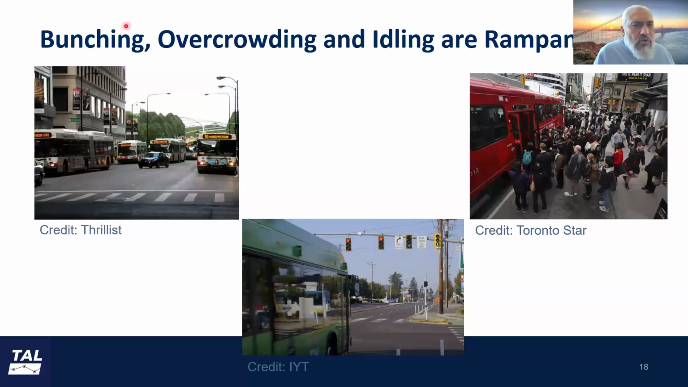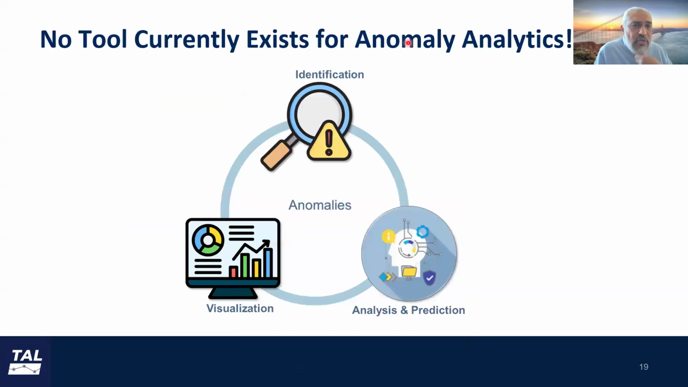So bunching, overcrowding, idling, and other anomalies like route deviation and so on are commonplace. On some routes in Toronto, 40% of the streetcars get short-turned in the opposite direction because of severe bunching. So bunching, overcrowding, idling, and other anomalies are part of the daily routine. As we speak, at least to our knowledge, there is no tool that currently exists for analyzing those anomalies.